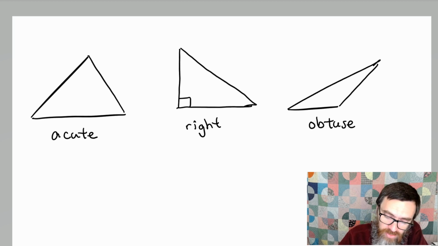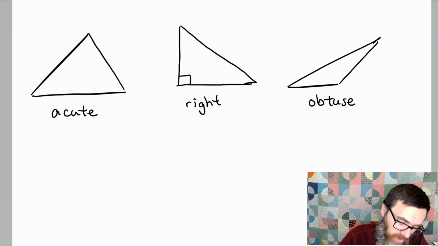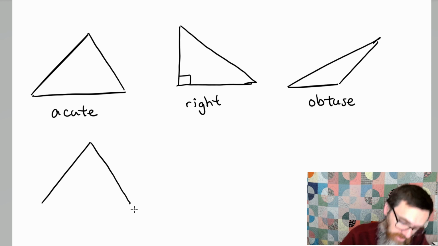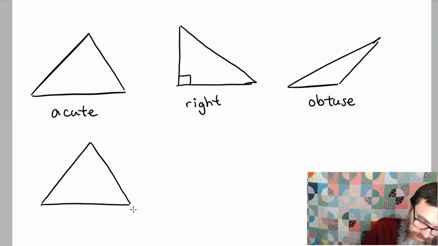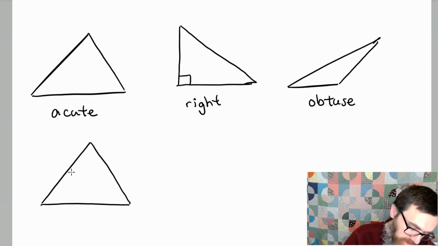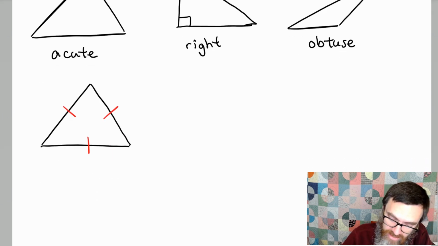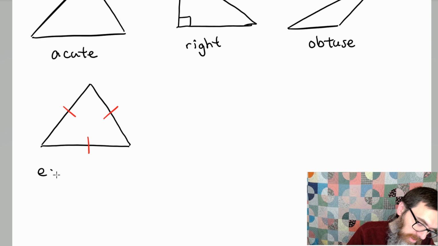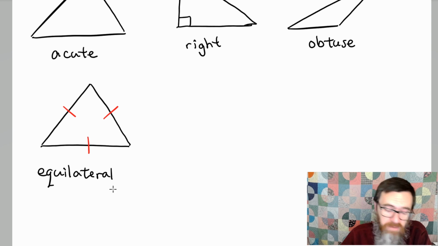Now when it comes to the side lengths, here is what we have. You could have that all side lengths are the same. So that means that this side length is the same as that, which is the same as that. And if that is the case, then what you have is what's called an equilateral triangle. Okay, cool enough.